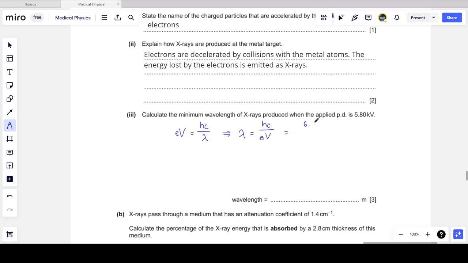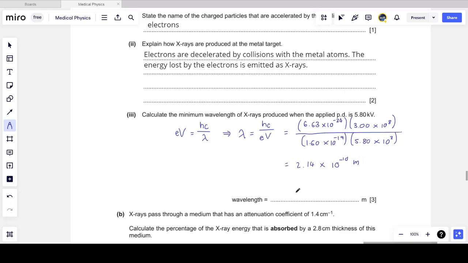h is Planck's constant, 6.63 times 10 to the minus 34, multiplied by the speed of the electromagnetic wave c, 3 times 10 to the 8 meters per second, divided by e, which is the charge of the electron, 1.6 times 10 to the minus 19, and the potential difference is 5,800 volts, or 5.80 times 10 to the power 3 volts. And what I get is this wavelength will be 2.14 times 10 to the minus 10 meters.